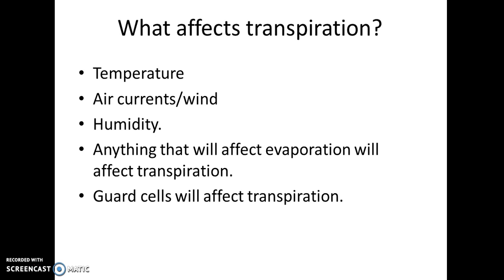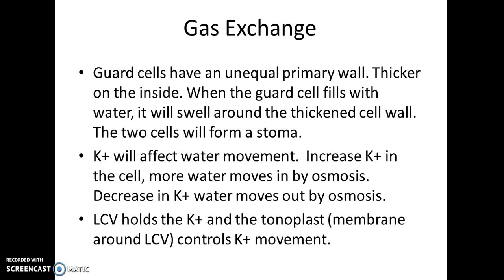Now, guard cells on the bottom layer of the leaf will also affect transpiration. How? Well, when the guard cells are open, allowing gas to be exchanged, then the water can evaporate. If the guard cells are closed, the water cannot evaporate, so it will stop transpiration. Which brings us to the next type of transport, which is gas exchange.